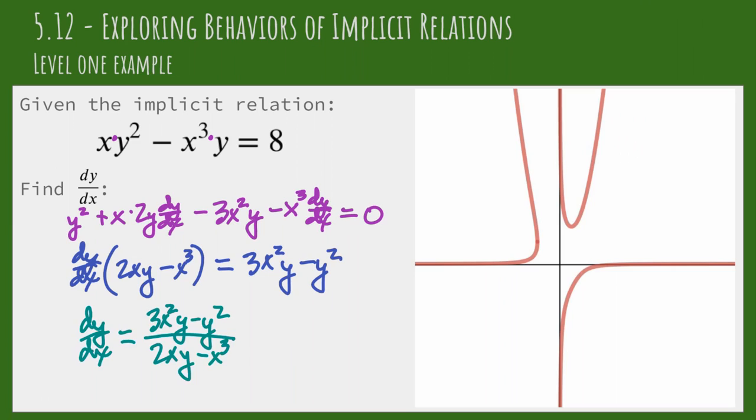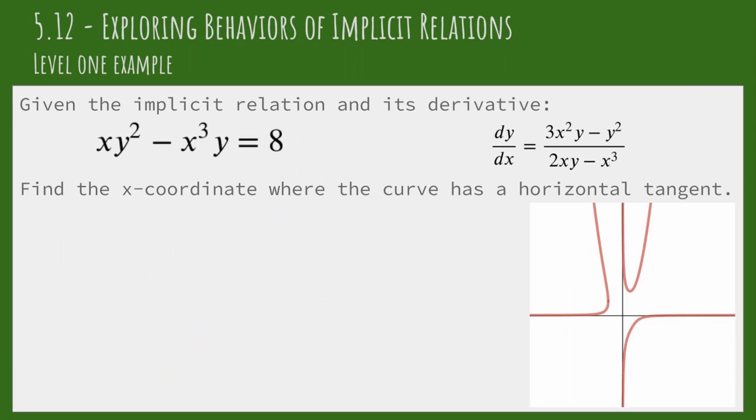So this is a skill that we should already have, but now that we have that derivative, we can use that derivative to analyze things going on with the graph of this implicit relation. So we can use this to find things like where we have a horizontal tangent, or where we have a vertical tangent, or where the function is concave up or concave down. So we're going to answer a couple of these questions here.